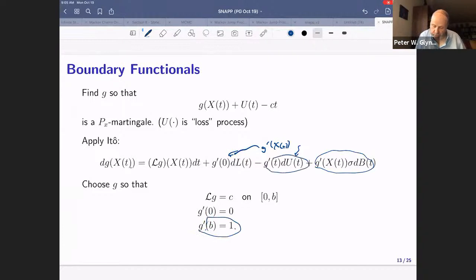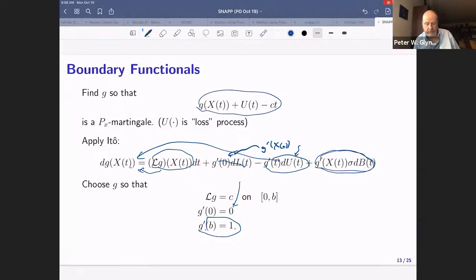Then we bring this term over to the other side. We'll have a plus dU(t) sitting on the left-hand side. This term will go away because of this boundary condition. This term here will be c times dt, which again, when we bring it over to the left-hand side, is going to be a minus c dt. And now we're going to have this thing equaling this stochastic integral, hence the martingale representation that we were seeking.